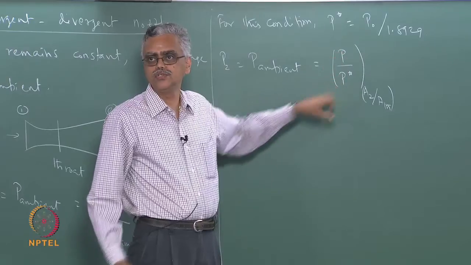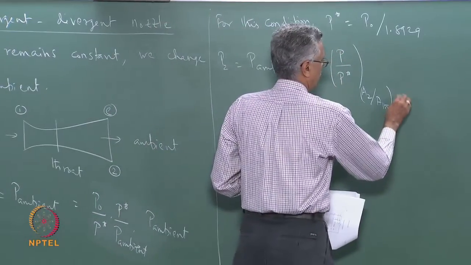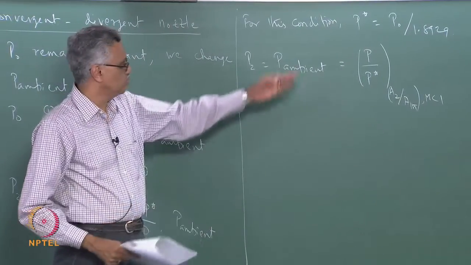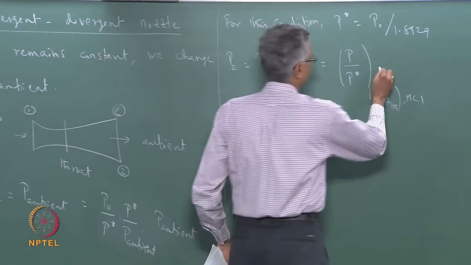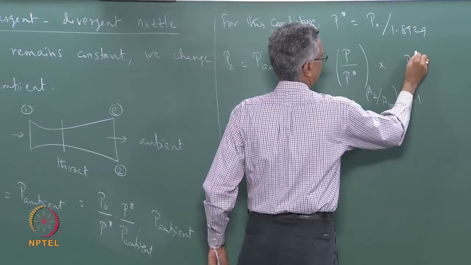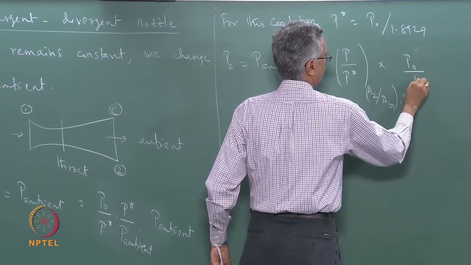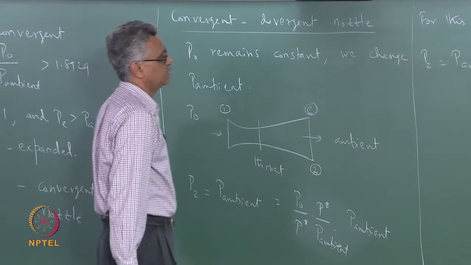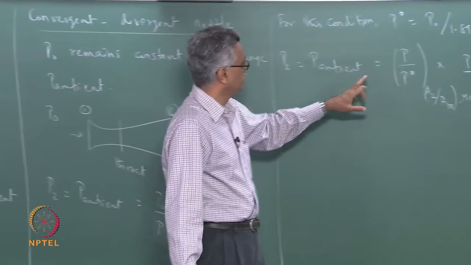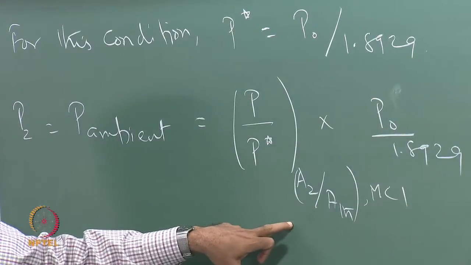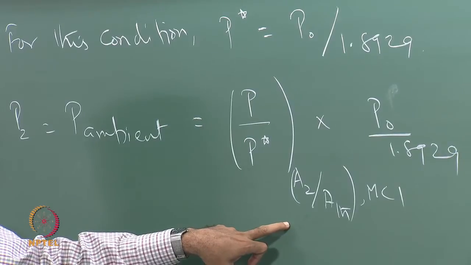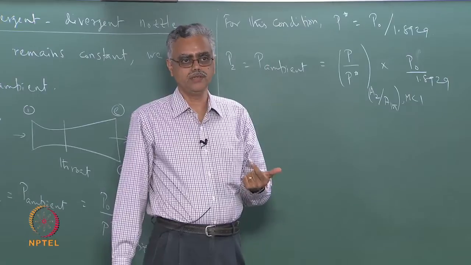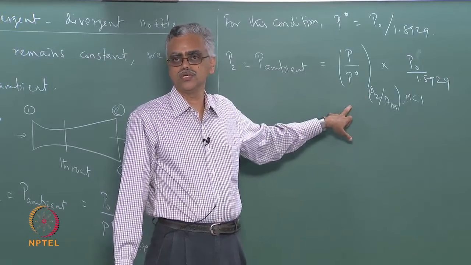Remember, there are two values, in this case we retrieve the subsonic value. So once I retrieve this value, I multiply this by P star, which I already know from here, so that is P0 divided by 1.8929, that gives me the ambient pressure. So this ambient pressure corresponds to this value, and this we are able to do for two reasons. One, flow is isentropic, and number two, the Mach number at the throat is equal to 1.